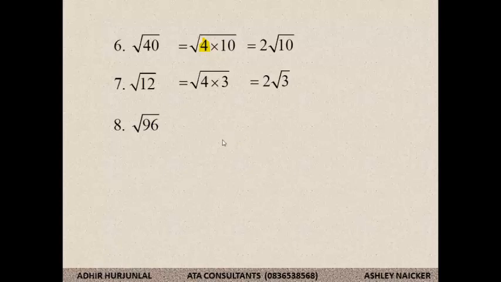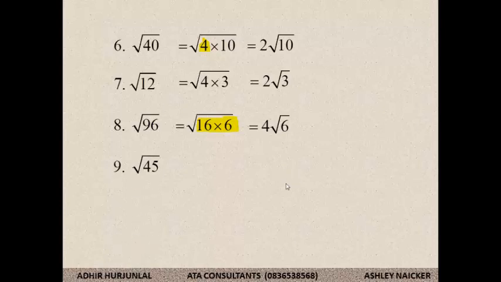The square root of 96. The square root of 96 is the square root of 16 times 6. Initially, it will take you some time to get used to these numbers, but as I mentioned before, after a while, you simply know. The square root of 96 is the same as the square root of 16 multiplied by 6. And the square root of 16 is 4. So the answer here becomes 4 root 6.